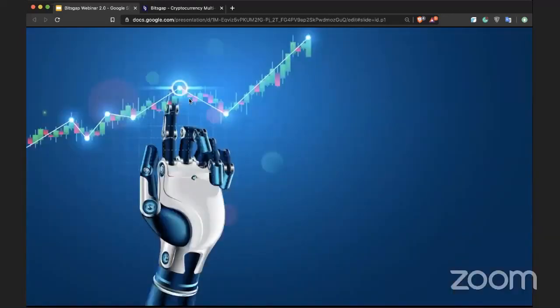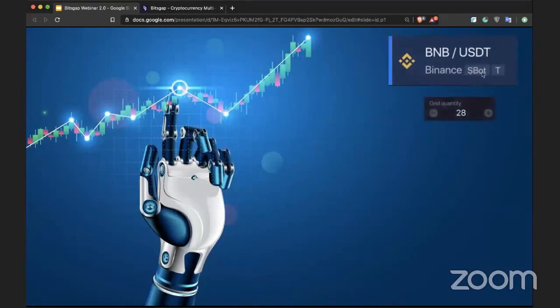So we're gonna use this example. In this example, I have BNB trading to USDT. It is the SBot, so I'm trading using SBot. I have the grids quantity of 28 levels in total. The investment value is 322. So yeah, the strategy is SBot, as I mentioned, and the trailing up function is on.